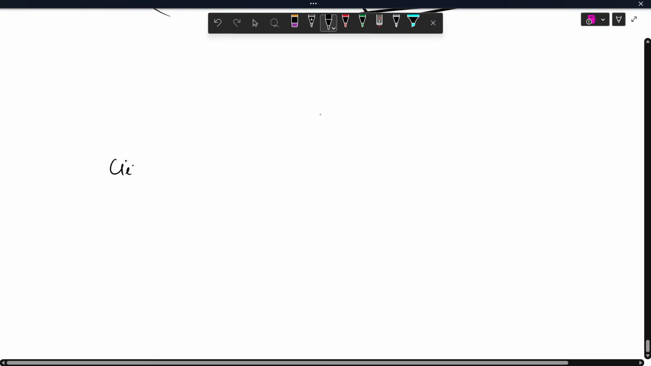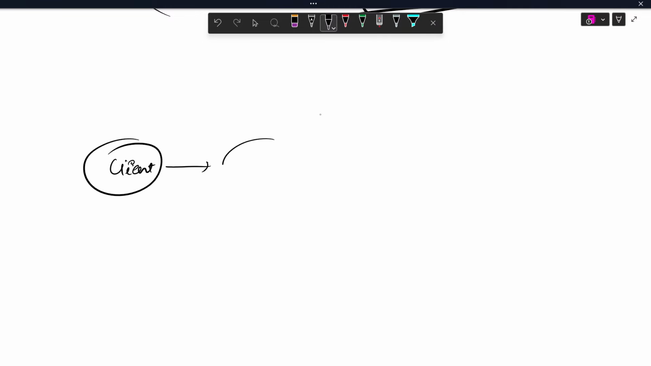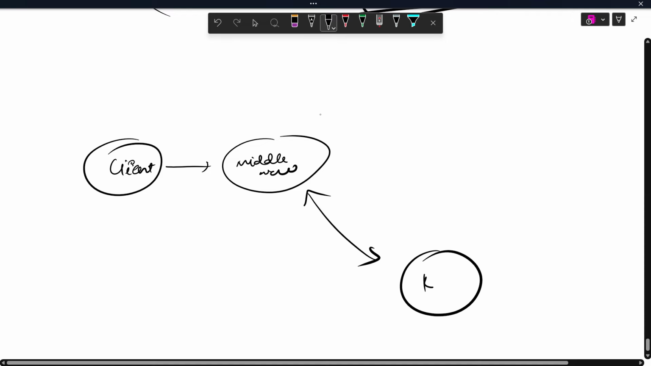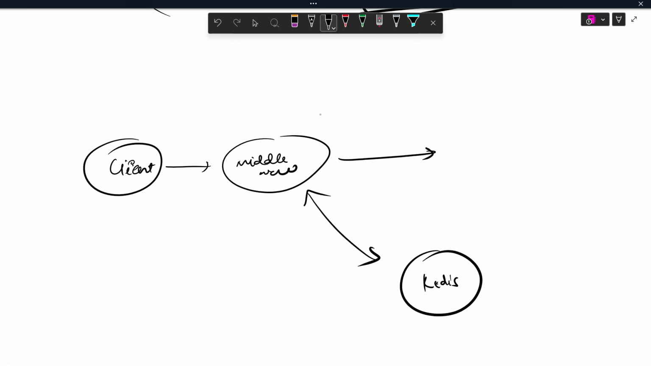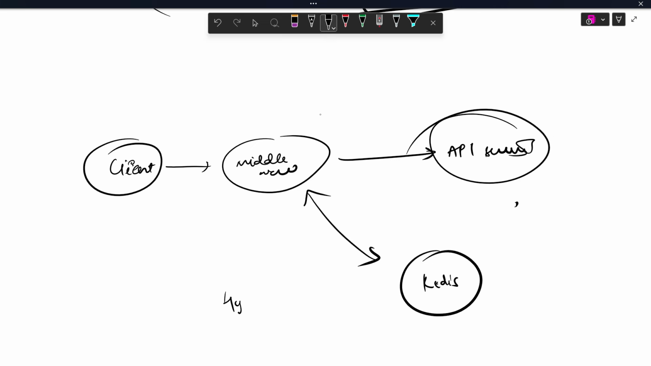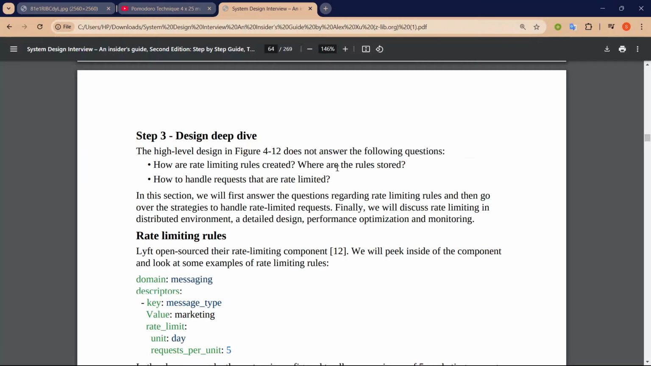We have a client. Client के बाद कुछ है हमारे पास middleware. Middleware का दो वे संबंध है Redis के साथ, and then middleware का वन वे संबंध है API के साथ. ये है हमारा high level पे rate limiter.